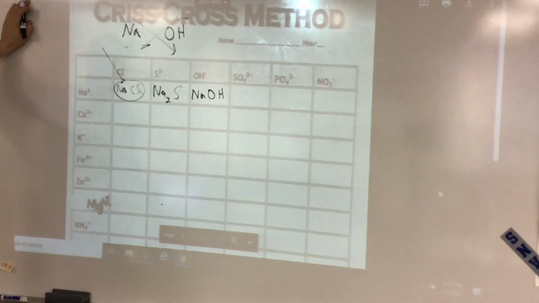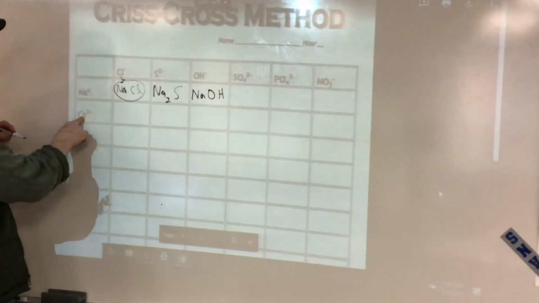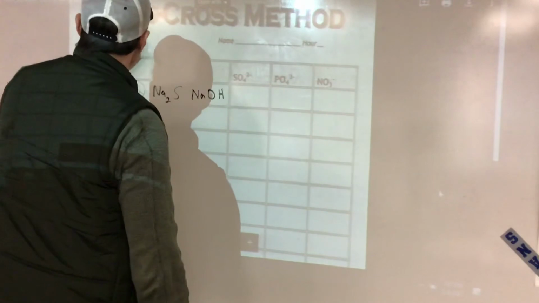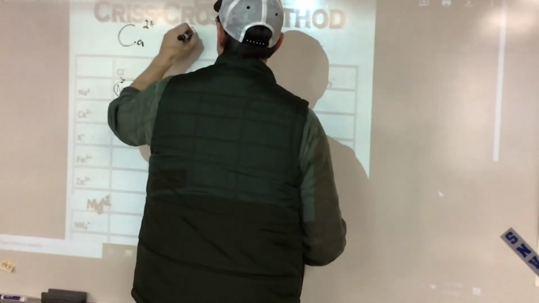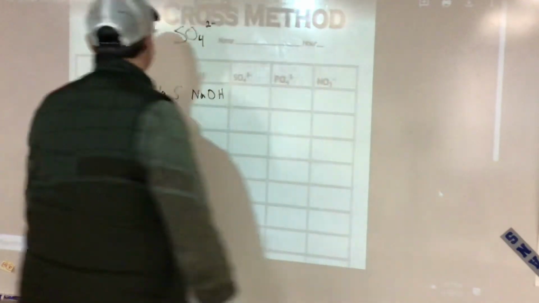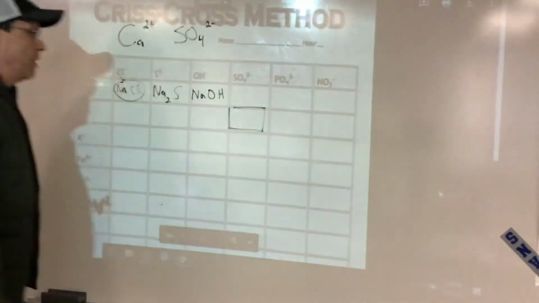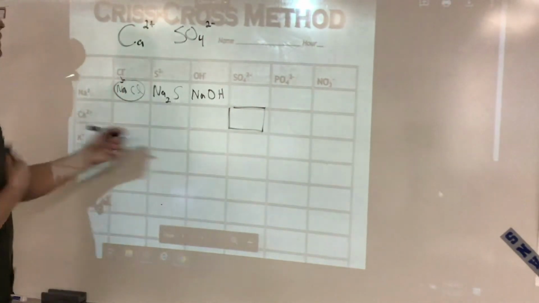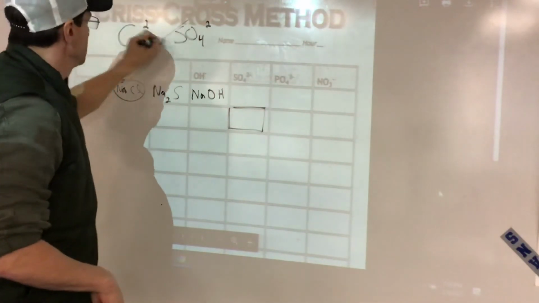Let's do a tricky one. Well, it's not a tricky one, but let's do the second column here. Let's do calcium and sulfate. So here it is. Ca with the 2 plus, and I got SO4 with the 2 minus. So I'm filling in this box right here. Okay? So what this is saying is, same thing. Drop the charge, get rid of the plus, get rid of the minus. 2 comes across, 2 comes across.